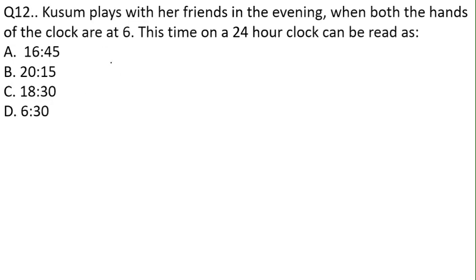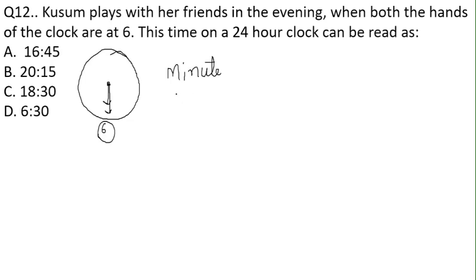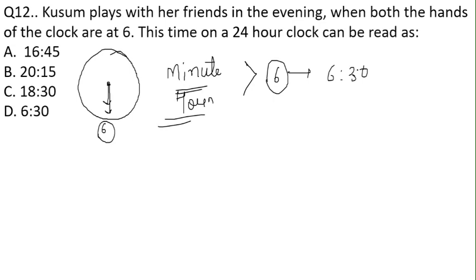Okay, here what they have given is, on a clock the minute hand as well as the hour hand are on 6. What they have told us is both the hands, it means the minute hand as well as the hour hand, not the second one. Both the hands are at 6. It means the time is 6:30. Am I right? The hour hand is also at 6 and the minute hand is also at 6. It means the time is 6:30.